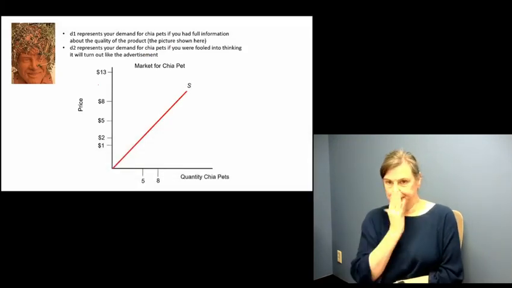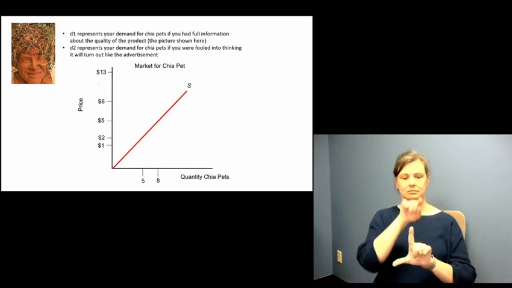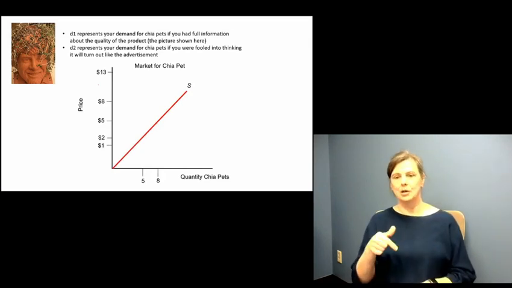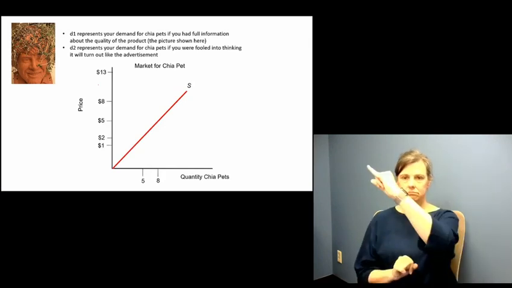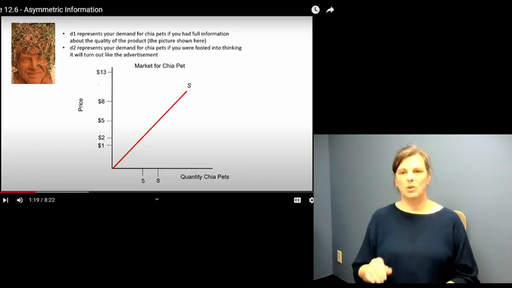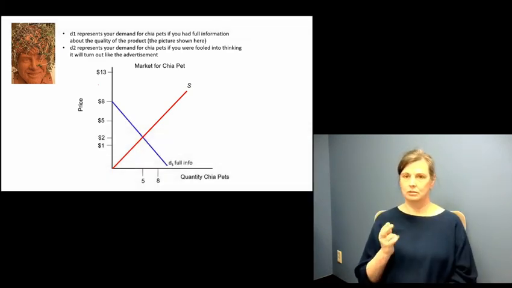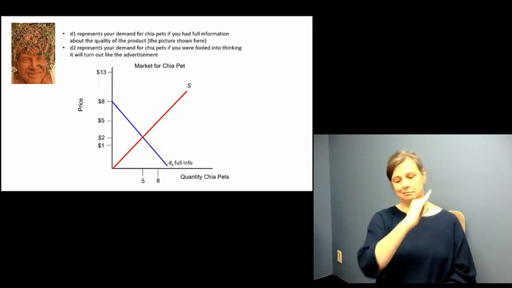Let's draw a graph with quantity of chia pets on the x-axis and price per chia pet on the y-axis. And let's draw in a standard upward sloping supply curve. This supply curve is representing the cost of producing each additional chia pet. And let's also have two demand curves that we'll draw in.